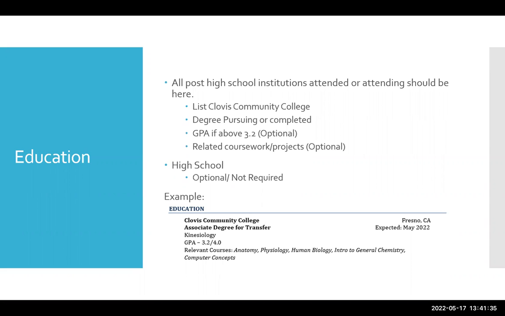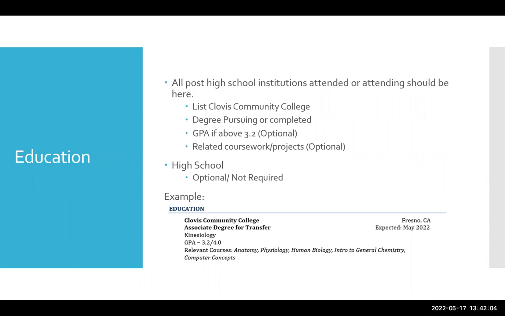High school is optional, not necessarily required, especially as you continue pursuing other degrees. So if you do plan on transferring over to, let's say, a 4-year university, your 4-year university would go above Clovis Community College. If you do go on for a master's degree, again, same thing, that would go above your bachelor's degree. So really just place your education in order of level of accomplishments. The example that we do have on this slide here is as follows.